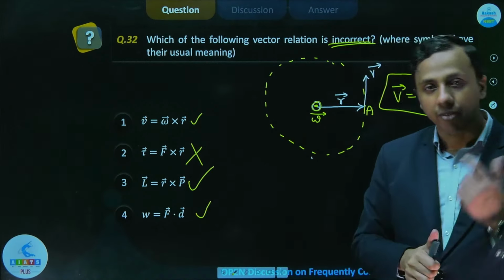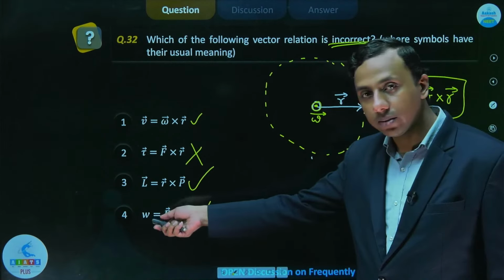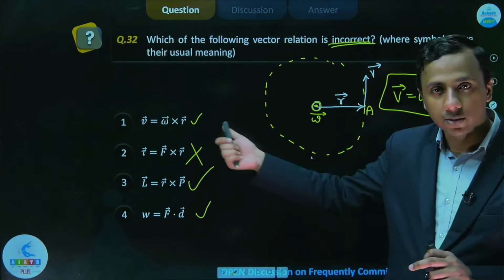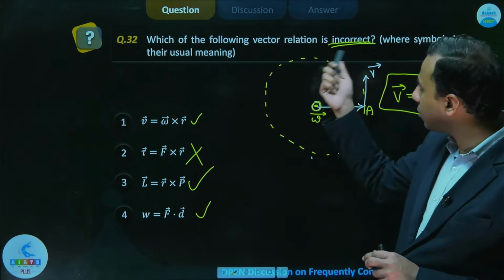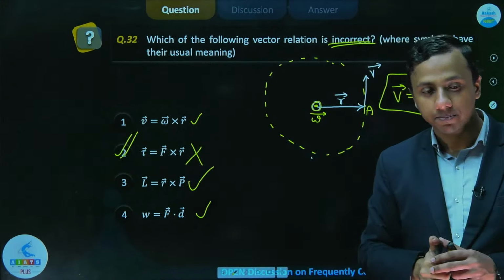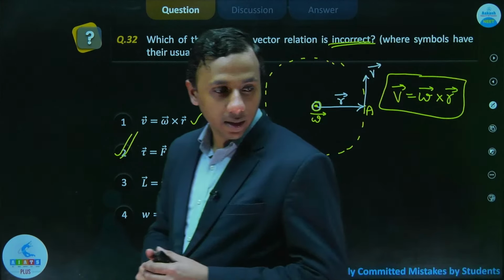W, remember, is your work done. So this is a scalar product, है ना? Well, these three are vector products because the answer is also vector. Anyway, so the answer to this question, which of them is incorrect? Option 2 is our answer. Okay. Let's check the answer slide.